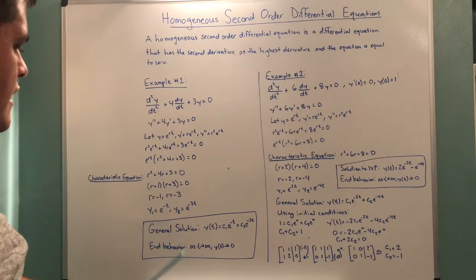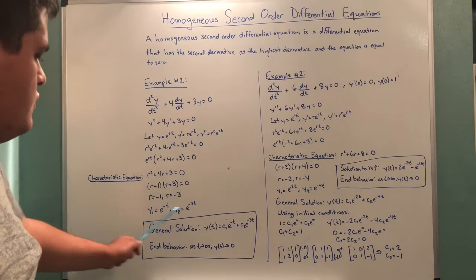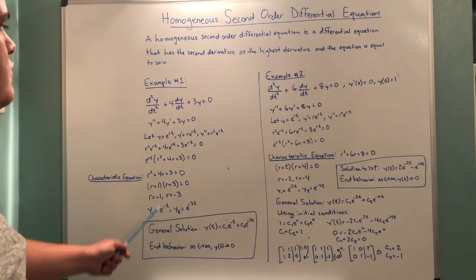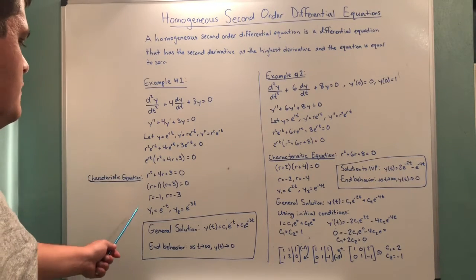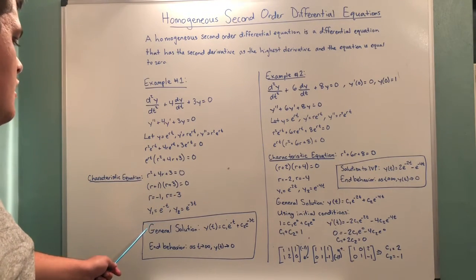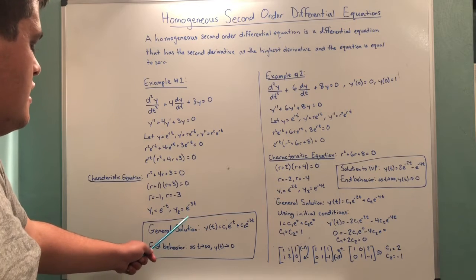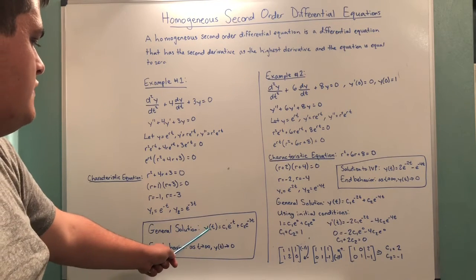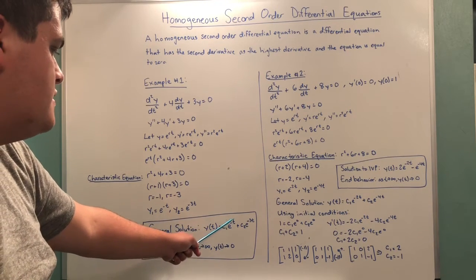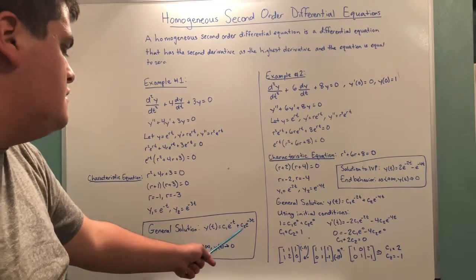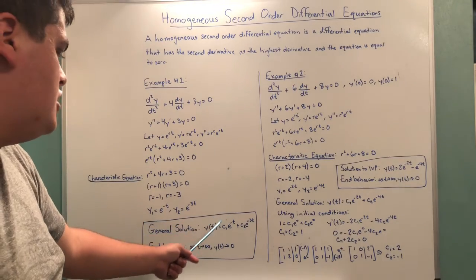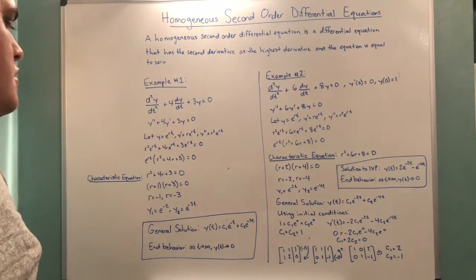Now, please notice that we actually got two y solutions, and this is a second order homogeneous differential equation. So this should work. Our general solution is the combination of these two. So y of t is equal to c1 e to the minus t plus c2 e to the minus 3t. These c1 and c2 will change based upon initial conditions.